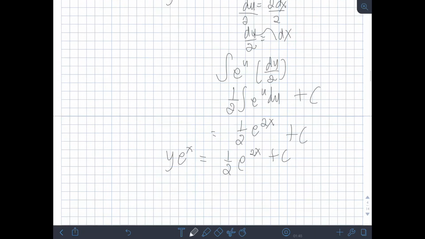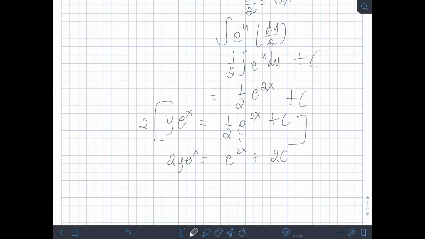plus c. Okay, so, multiply natin both sides by 2 para walang denominator. So, 2y e raised to x is equal to e raised to 2x plus 2c. Tapos, solve natin to for y explicitly. Tapos, pwede natin i-divide both sides by e raised to x. Para y lang yung nasa kabila.